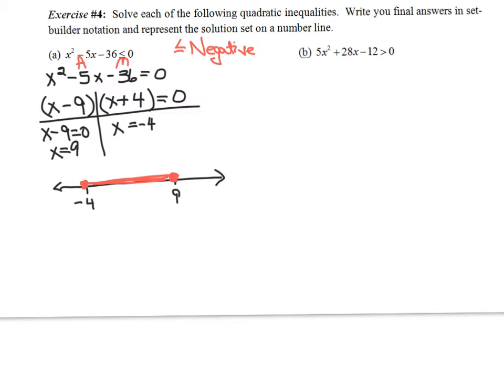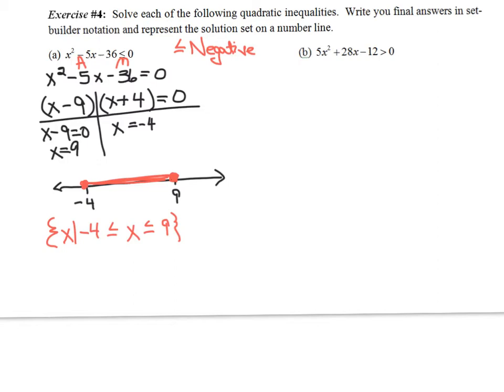Now you'll notice that the directions say to give this answer in set builder notation. So I'm going to say x such that x is greater than or equal to -4 and less than or equal to +9. In other words, x is any value between -4 and 9, including the endpoints because I've got equals as part of my inequalities.